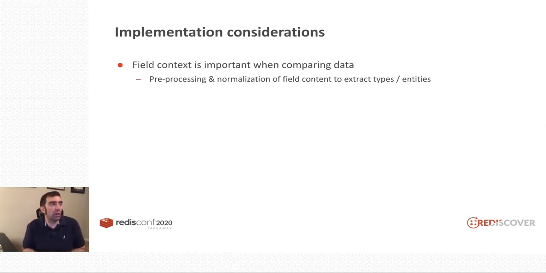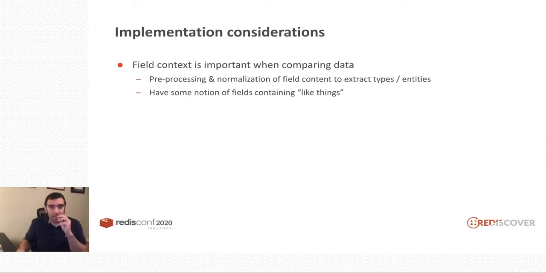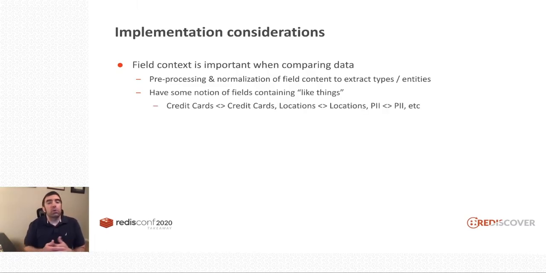So can we determine that a field is containing phone numbers or addresses or zip codes or credit cards, names, other types of technical metadata? If we can extract it and label it, it gives us some context we can grab onto before we start doing comparisons for joinability. This is really just to have some notion of fields containing similar things. So we want to make sure in general that we're comparing credit cards to credit cards or locations to locations, PII to PII, etc.